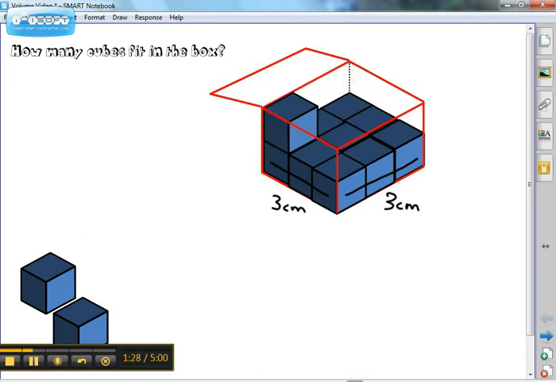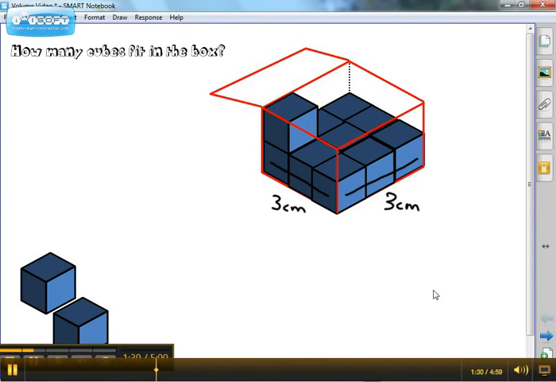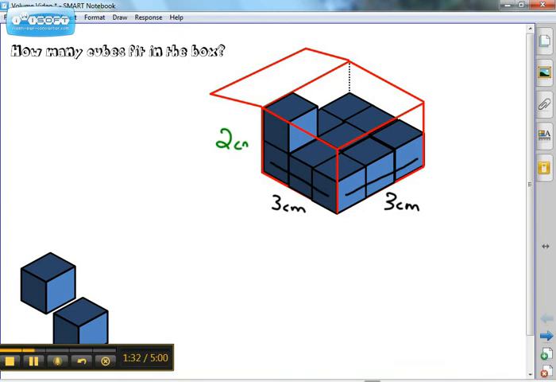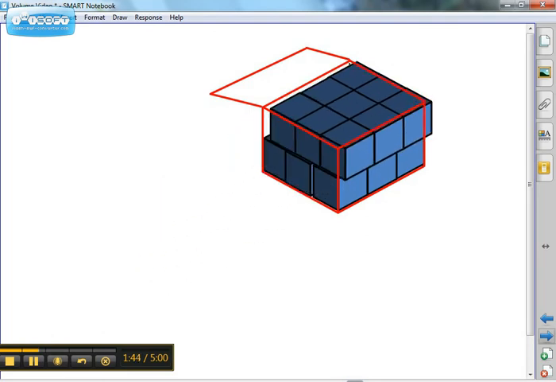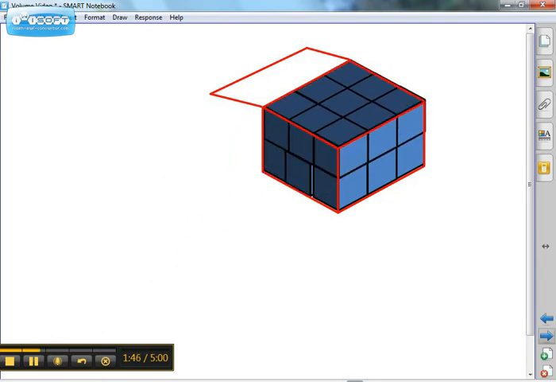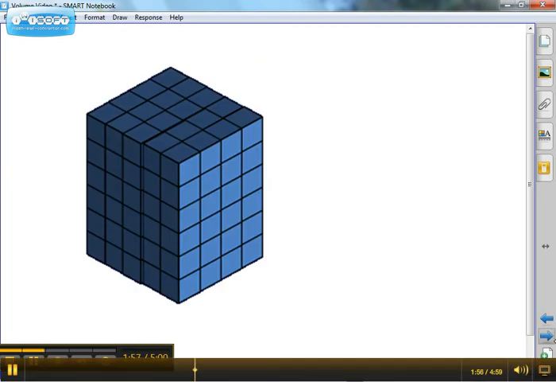We can see that this box is actually 2 centimeters high. 1 layer, 2 layers. So if there's 9 boxes on the bottom layer and we have 2 layers, we should be able to see that this box can fit 18 cubes. If we were to multiply this out, that means 3 centimeters times 3 centimeters, which is 9, times 2 centimeters, which is 18. What does that look like in another example?